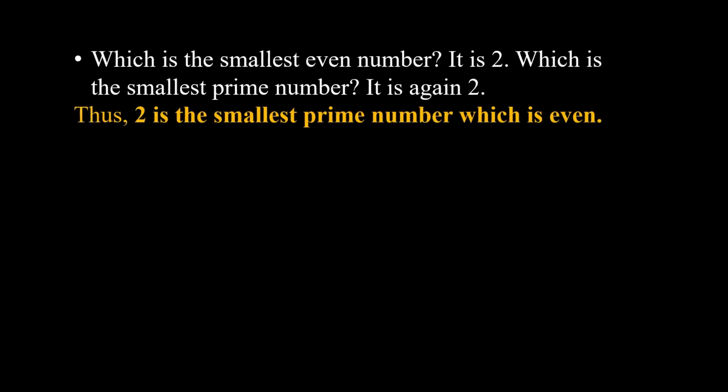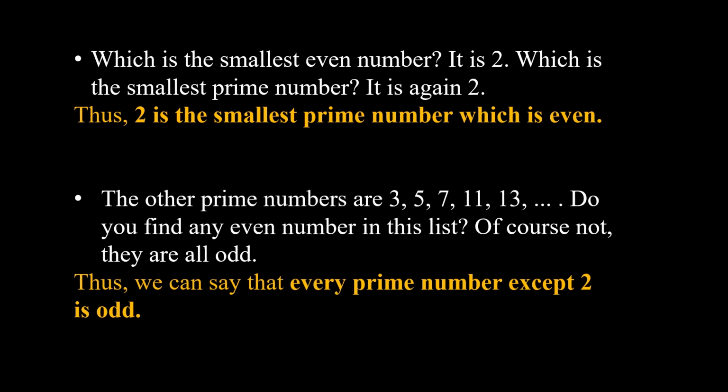We know that 2 is the smallest even number. From the table, the numbers which are encircled are prime numbers and the smallest prime number is 2. So we can say that 2 is the smallest prime number and it is even. Now from the table itself, we can see the other prime numbers are 3, 5, 7, 11, 13, etc. In any of this list, can we find an even number? Of course not. They are all odd. So we can say that every prime number except 2 is odd.